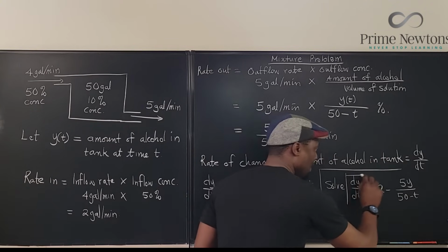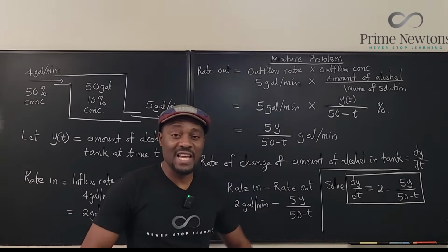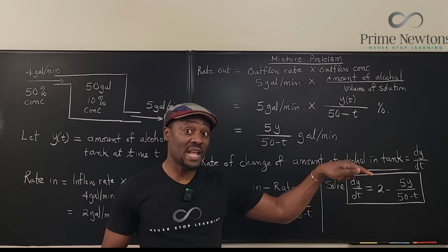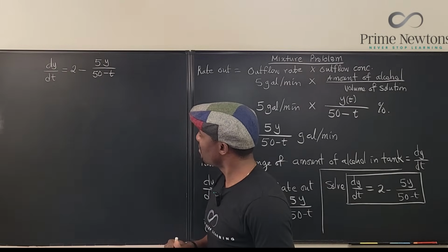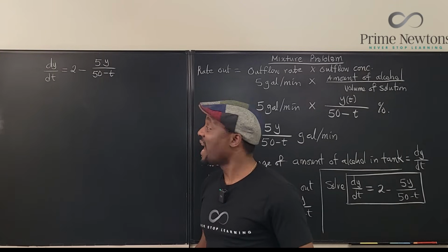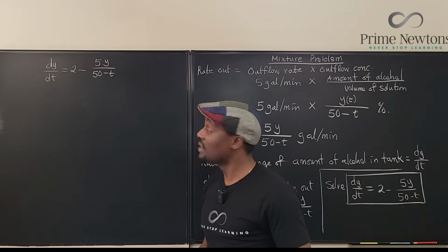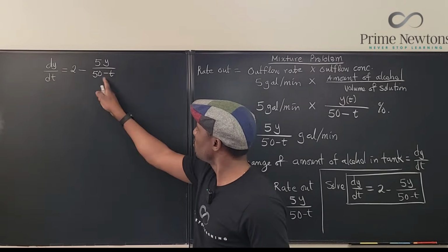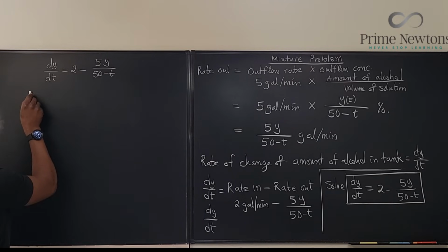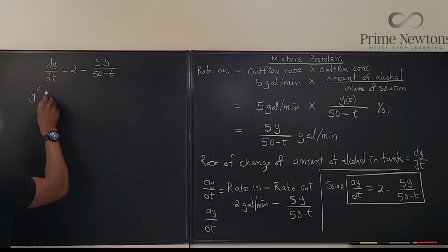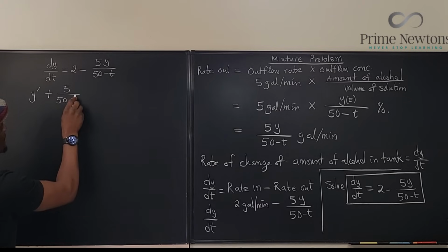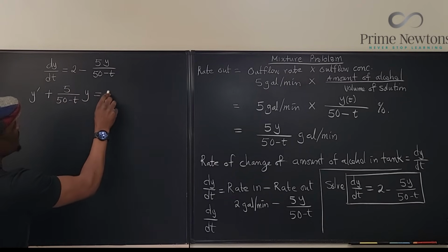If you solve this differential equation, you're going to get the amount of alcohol in the tank at any time, including at the beginning. I don't know if this is separable. It's not looking like it's separable, and if it is, I don't think it's going to be interesting. I would rather treat it as a linear differential equation. So I'm going to rewrite this as y prime, pull this over, it becomes plus 5 over 50 minus t times y equals 2.